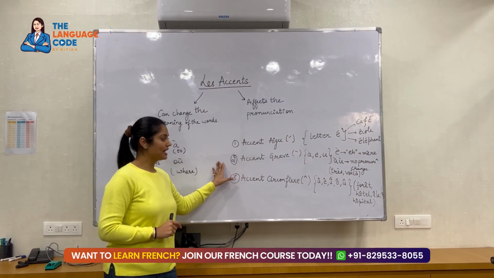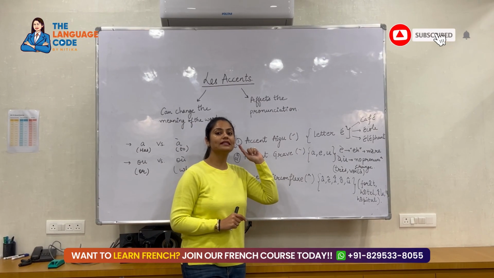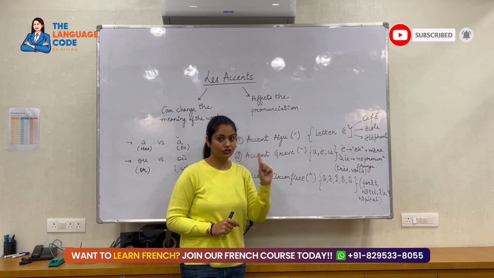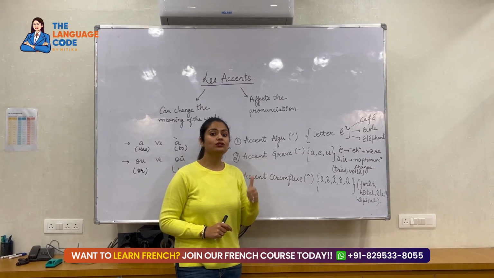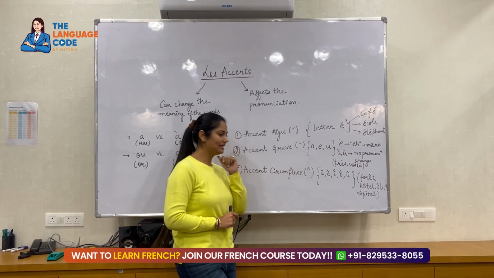Now coming on to accent grave. Accent grave is used with vowels A, E and U. In case of E, the pronunciation changes, but in case of A and U, the pronunciation is not going to change. Let's see.